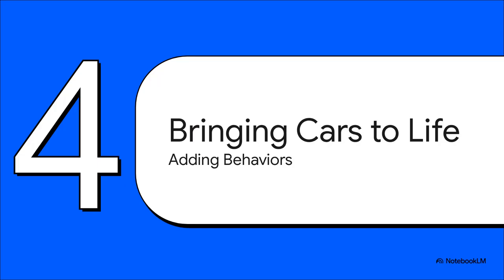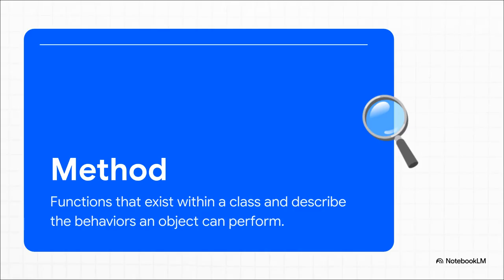All right, so Jack's digital garage is starting to fill up with all these beautiful car objects. But here's the thing. Cars aren't just static objects that sit there. They need to do stuff. They need to drive, they need to lock their doors, they need to check their fuel. It's time to add some behaviors. These actions, they're called methods. So Jack adds methods like lock doors and get fuel level to his 3 Series Coupe class.